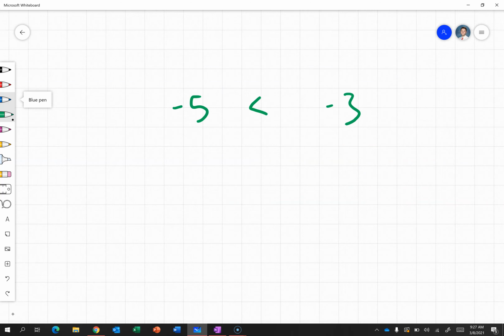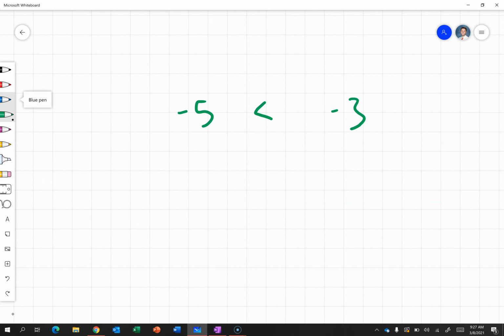Okay, so let's try another one of those. Go ahead and see if you can do this on your own. We'll do -12 and 4. Okay, so we know that any negative number is always going to be less than a positive number, so -12 is less than 4. So this is just a quick look at how you can compare and order integers.